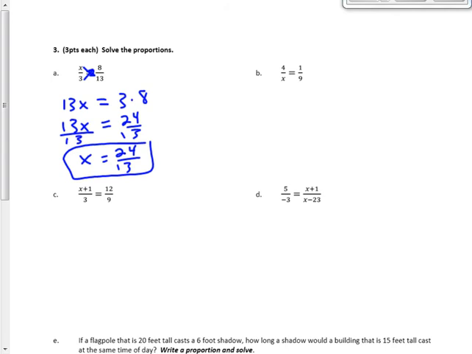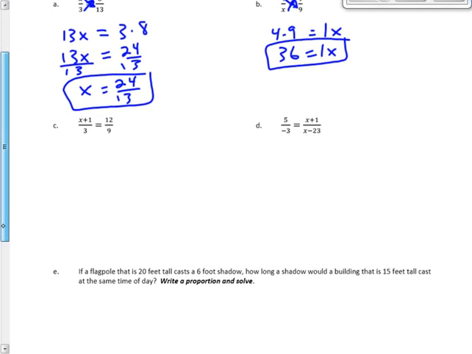On the next one here, I'm going to multiply 4 times 9. X times 1 is 1x. 9 times 4 is 36, which is equal to 1x. I don't need to divide by that 1 because that's what I'm looking for. I'm looking for what does 1x equal. 1x is equal to 36.